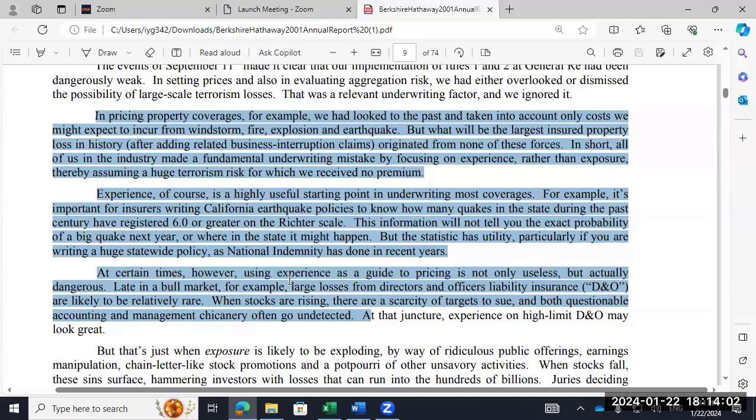So what is exposure? The exposure is what you're insuring, what you're telling people you're going to cover. And what Warren Buffett is saying is you can't just look at experience and ignore exposure, because experience can come up and bite you because things can change in the future.